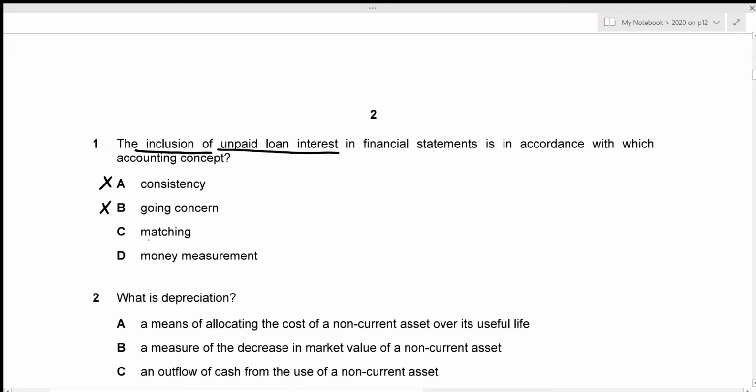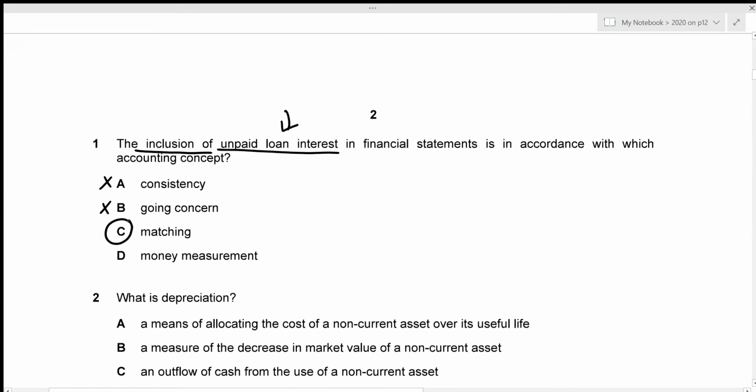For the third one, we are given matching concept, and we know that this concept states that companies report expenses at the same time as the revenues are related to. It is also associated with accrual accounting, and in the given question, we are told that the inclusion of unpaid loan interest. So this loan interest obviously relates to this particular accounting period, and unpaid means that we are yet to pay this loan interest, which is basically the accrued loan interest, right? And these loan interests should be included in the financial statements according to the matching concept, as it states that the expenses should be reported at the same time it is related to, right? Which means that our correct answer is going to be option C.